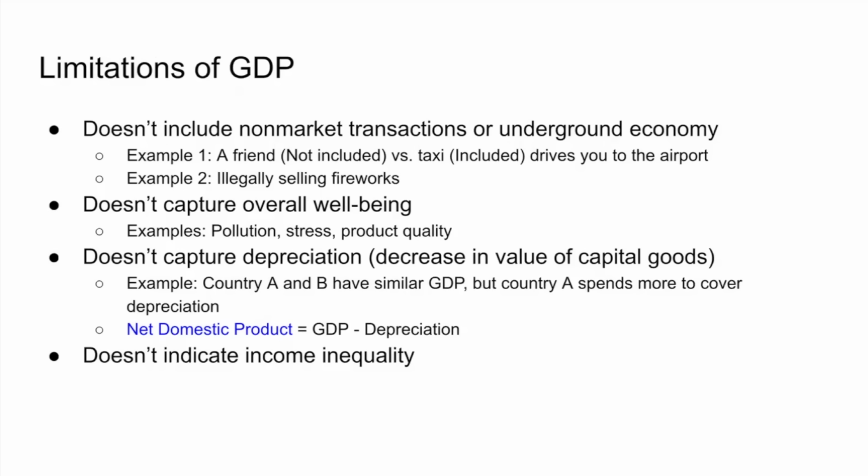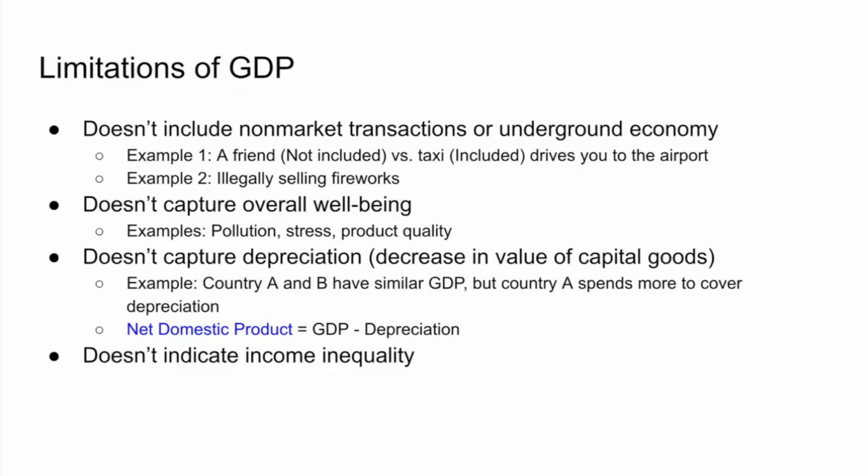So here are some limitations of GDP. First, it doesn't include non-market transactions or the underground economy. For example, if a friend drives you to the airport, it's not included in GDP, but if a taxi drives you, it is, even though they're technically the same service. Another example is illegally selling fireworks. And it doesn't capture overall well-being because there could be other issues in the country like pollution, stress, product quality.